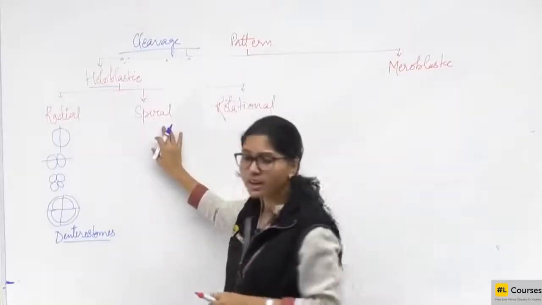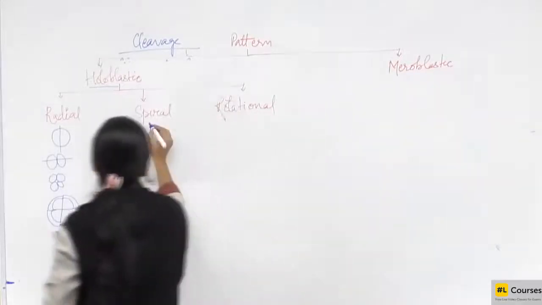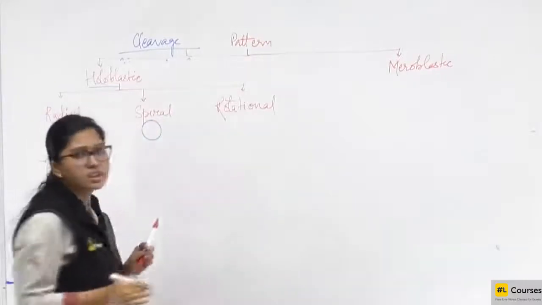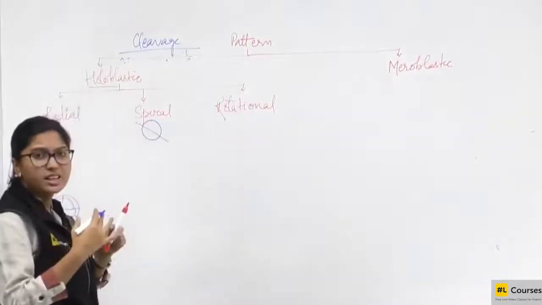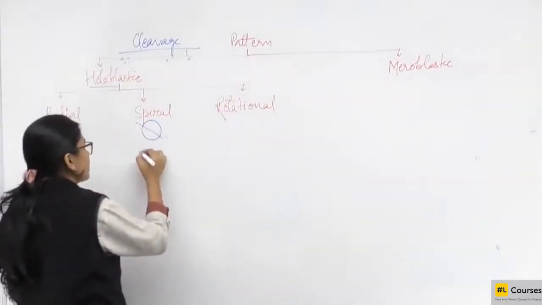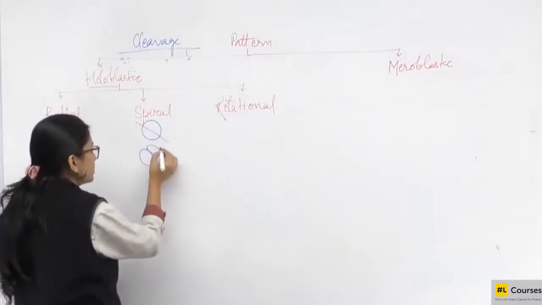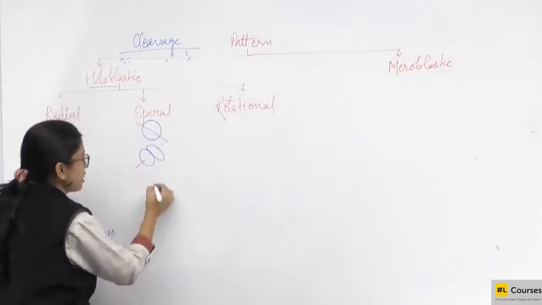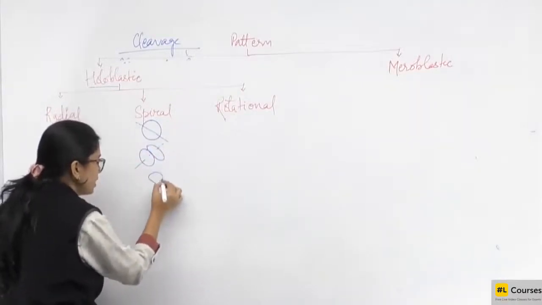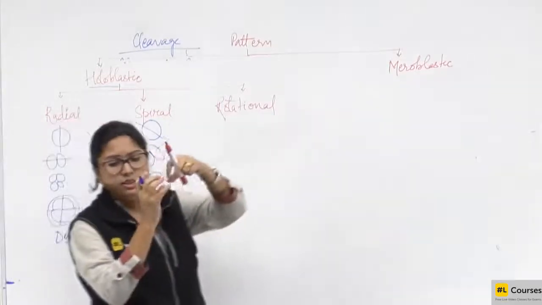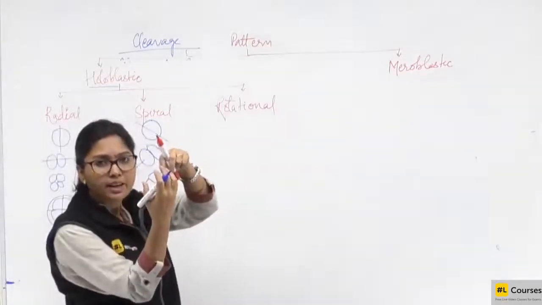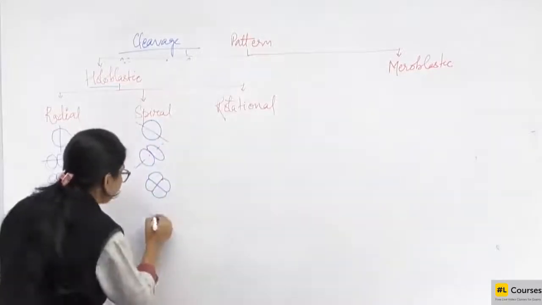Spiral cleavage is where, if this is the zygote, the axis will be slightly tilted. So these are the 2 cells. Now the second axis will be this. So this is the 4-cell stage. Again, the next 4 will not be exactly behind it; this next division will be like this.